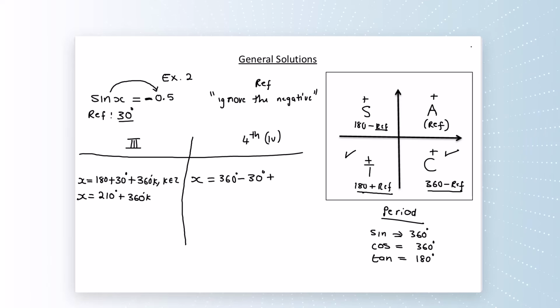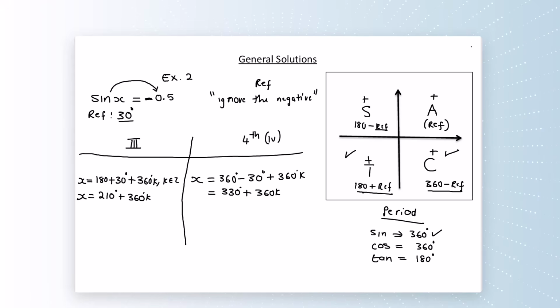Okay, plus 360k, which is the period of sine. Right? Remember, sine has a period of 360. So 360 minus 30 is going to be 330 plus 360k. That's it. You are done. Those are the general solutions for sine x equals negative 0.5.